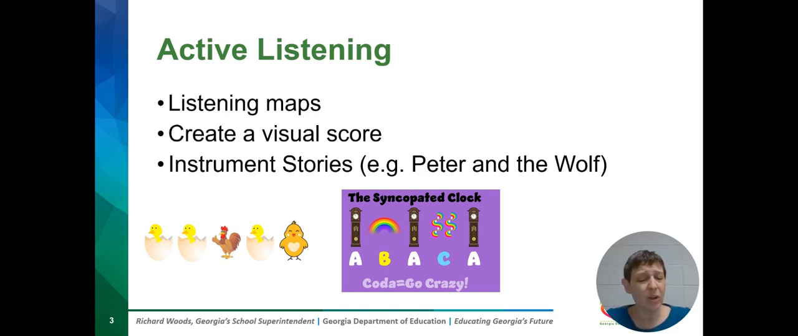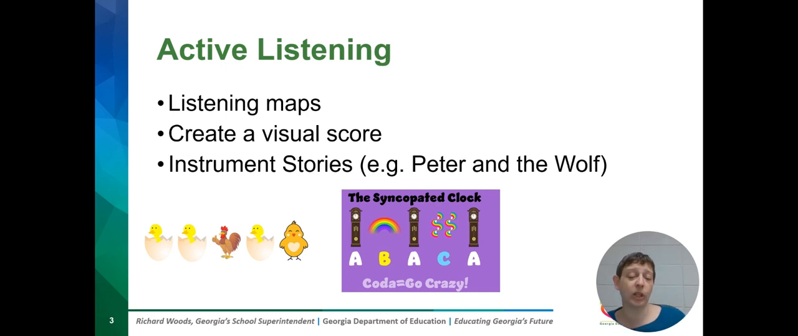You could also make a listening map with pictures of instruments. So if you find a piece where the strings are section A, you could put pictures of violins and cellos and basses. If you find a song where the brass are taking over in section B, you could put pictures of brass instruments. And that's another way you could teach instruments of the orchestra, is to identify them by sound and then by sight.